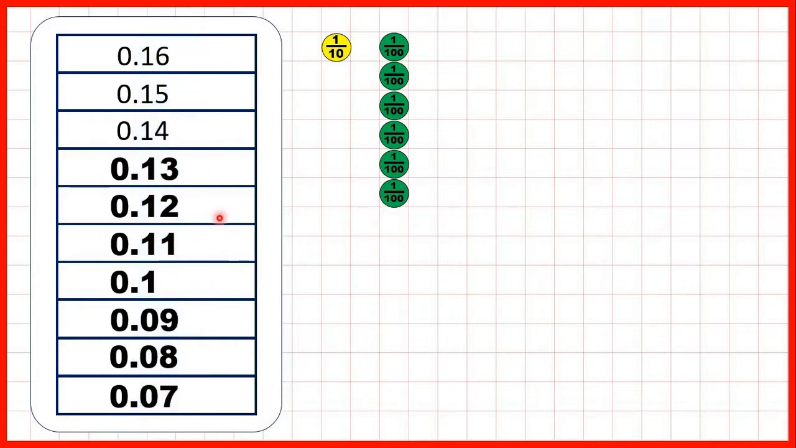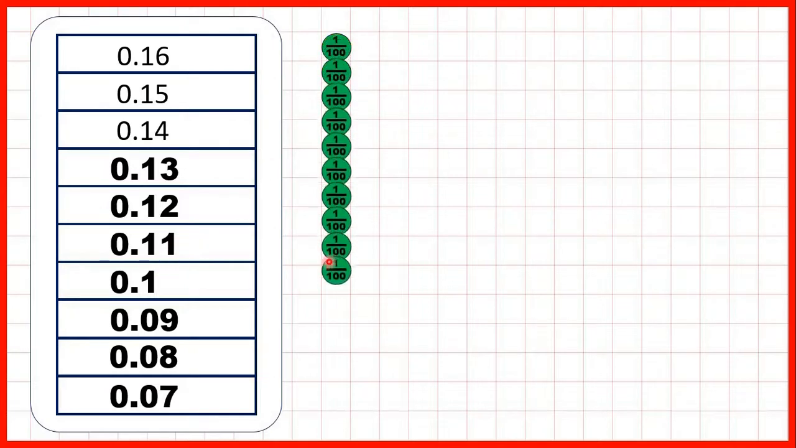So let's think about this question, and let's show place value counters so that we can understand what's happening. We start with 0.16, so that's 1/10th and 6/100ths. We're taking away 100th each time, so then we get to 0.1 or 1/10th. But to keep on counting back in hundredths, we need to exchange our tenth for 10/100ths, and then we can continue counting back until we get to 0.07 or 7/100ths.